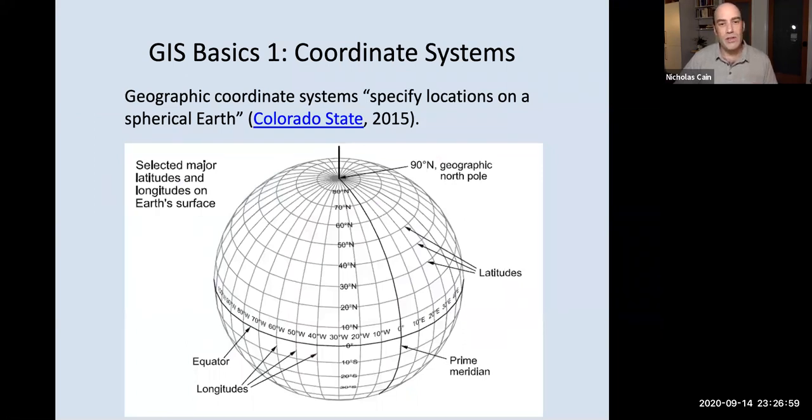So geographic coordinate systems specify locations on a spherical Earth. If you've ever heard of a latitude and a longitude, that is a system that represents a place on the globe using a spherical kind of approach here, as you see. And so it's important to realize that there's a distinction between the spherical coordinate system represented by latitude and longitude and a planar coordinate system that you use when you're looking at an image in 2D.